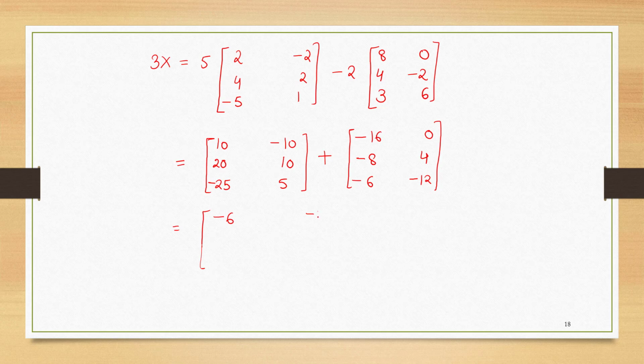minus 6, minus 10, 20 minus 8 is 12, 10 plus 4, 14, minus 25 minus 6 is minus 31, 5 minus 12 is minus 7. So X is equal to 1 by 3 into this matrix: minus 6, minus 10, 12, 14, minus 31, minus 7.